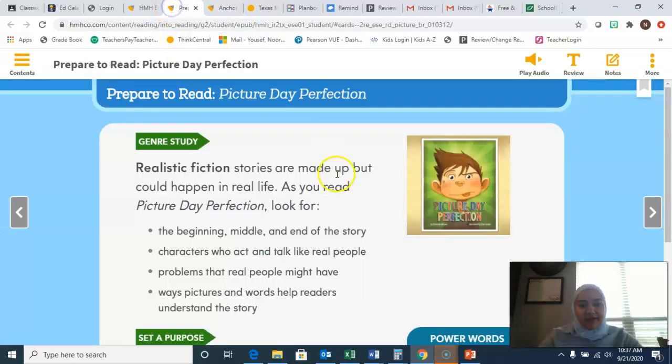We are going to be reading Picture Day Perfection. Picture Day Perfection will be split into 2 days. We're going to read it for 2 days, okay? We're starting to read it today, and then we're going to finish it off tomorrow and do an activity afterwards.